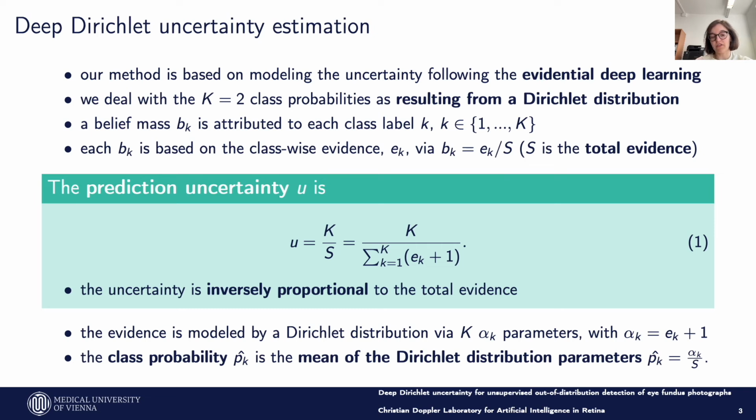Thus the uncertainty is inversely proportional to the total evidence. In the extreme case in which there is no evidence, meaning all belief masses are equal to 0, the uncertainty is maximum, meaning it's equal to 1. The evidence is modeled by the Dirichlet distribution via k alpha parameters, with alpha equal to the evidence plus 1 for each class. The class probabilities come directly from the mean of the Dirichlet distribution parameters.